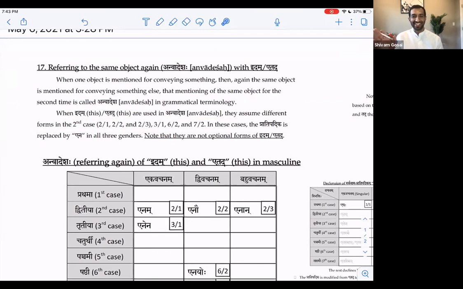Okay, so what is Anvadesha? Basically, let's say I want to refer to something. Let's say I want to talk about Devadatta. I refer to him and I call him first, by his name, Devadatta, because you don't know who he is. Now, after establishing Devadatta, I may use idam purushaha, this person. I can say this person, because we know who Devadatta is. Now I can use a pronoun instead of using Devadatta.